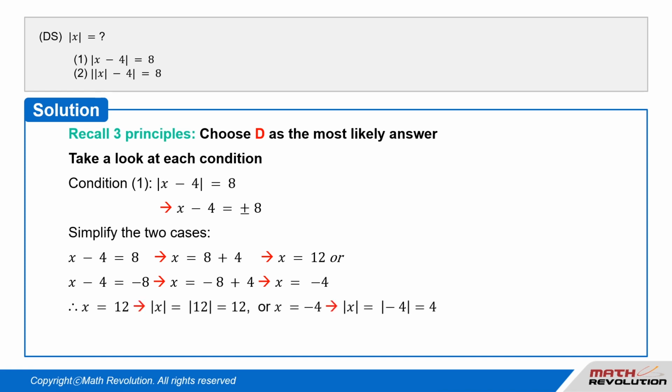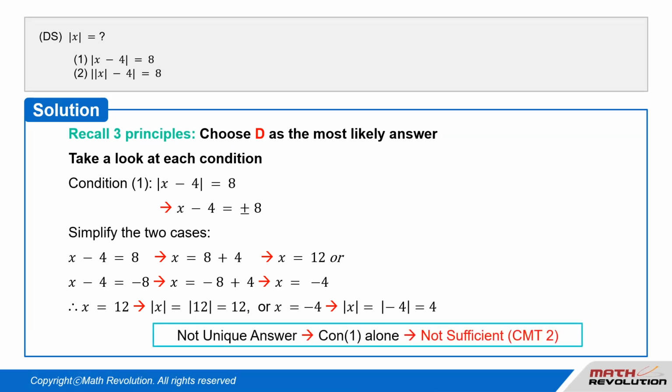So x equals 12 gives us absolute value of x equals absolute value of 12 equals 12, or x equals negative 4 gives us absolute value of x equals absolute value of negative 4, which equals 4. Since the value of x is not unique, the condition is not sufficient by CMT2, which means that the number of answers must be 1.